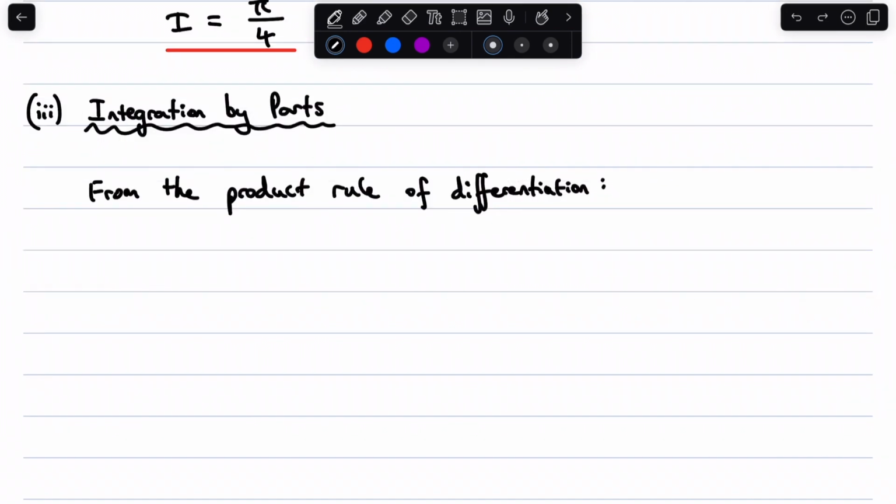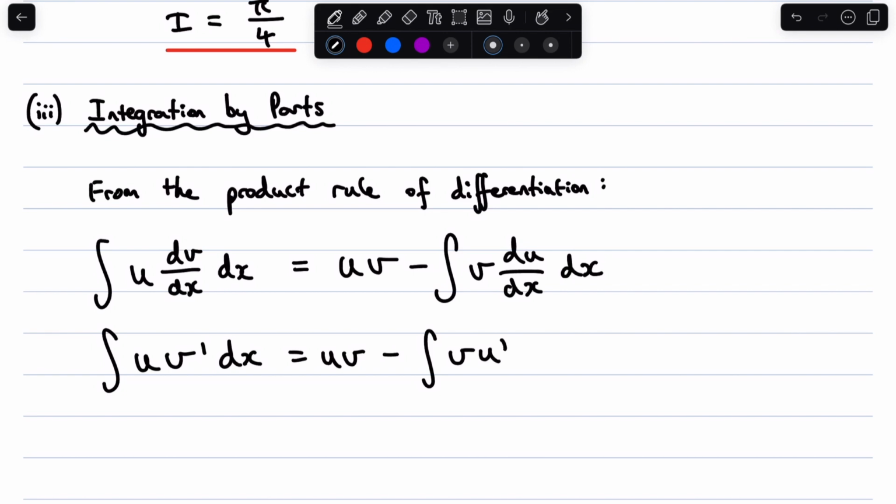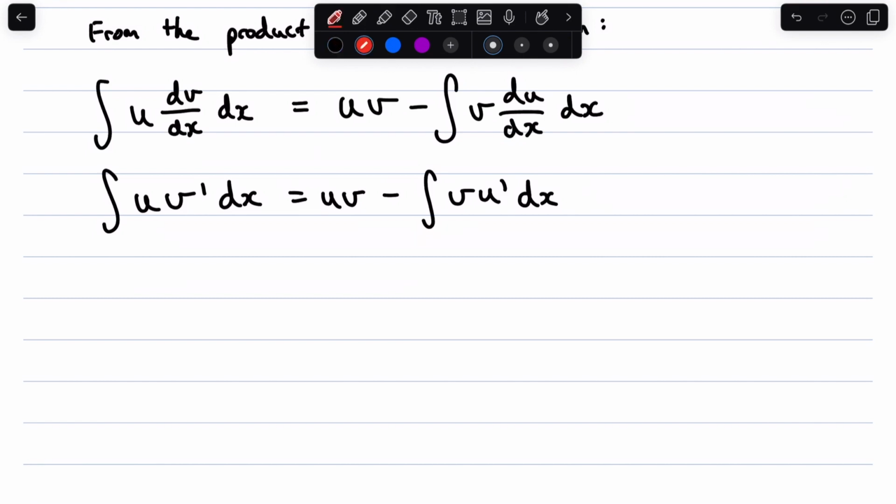Our final method for solving some more tricky integration problems is integration by parts. So if we use the product rule of differentiation, it can be shown that the integral of u dv by dx equals u times v minus the integral of v du by dx. And this is sometimes written as the integral of u v prime dx equals uv minus the integral of v u prime dx. See an earlier video for what the product rule of differentiation is, but you can try and work out how this formula comes about, and this is our main formula for integration by parts.